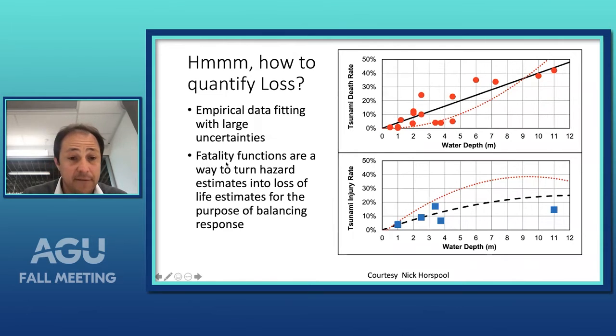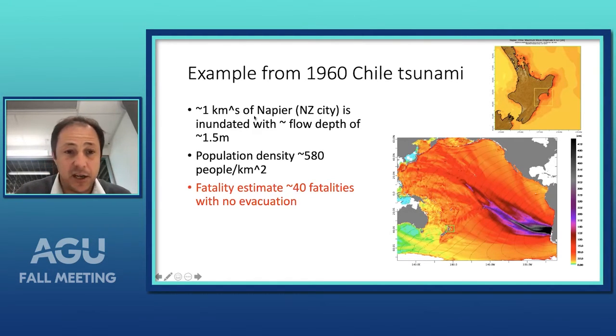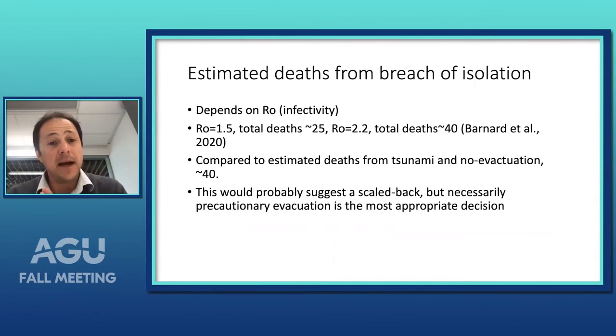So you can use a fatality function like this to bridge the gap between trying to quantify the optimum place in this proportionality of response to make a judgment call on evacuation. Again, the example of 1960 Chile tsunami, if you do the math and you simulate the amount of inundation, say in Napier, it's a New Zealand city on the East Coast, right in the yellow box, and you use this fatality function, you might imagine that this earthquake would have generated 40 fatalities with no evacuation at all, and today's current population density.